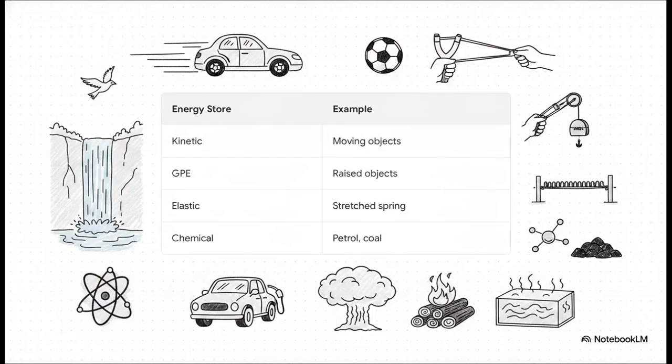All right, let's categorize these different energy stores. A really great mnemonic to remember them is kids go everywhere carrying new ideas. That stands for kinetic, gravitational, elastic, chemical, nuclear, and internal. So moving objects use kinetic. Raised objects, like a waterfall, use gravitational. Stretched things like rubber bands hold elastic potential. Chemical covers fuels, like petrol, coal, or even the firewood you burn. Nuclear comes from atomic interactions. And internal energy, well, that's just the total heat and particle movement hidden inside any system.